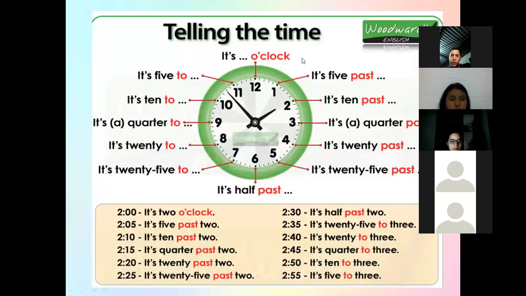Telling the time, look at the expressions that we can use to tell the time. Look, this is really, really important to know these expressions to tell the time. Can you help me please, Emperatriz, to read these expressions?